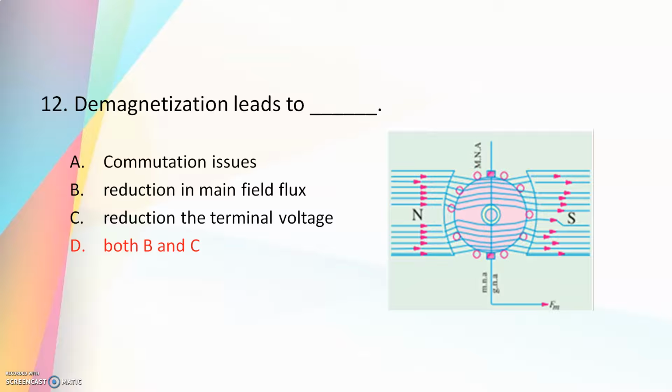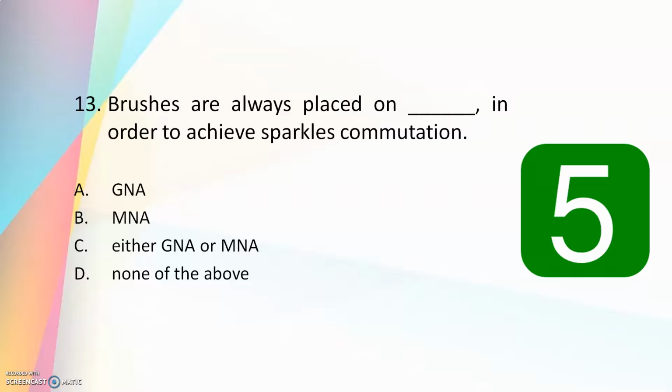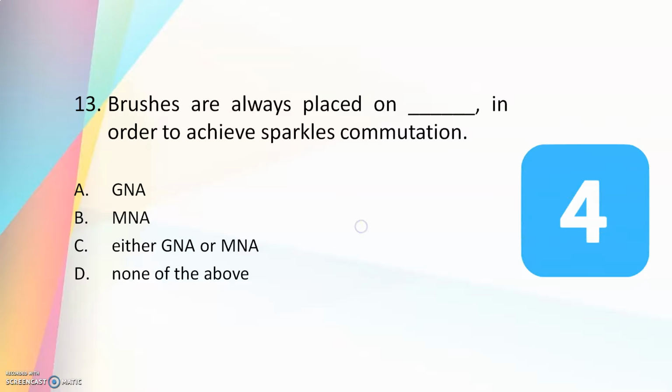Brushes are always placed on dash in order to achieve sparkless commutation. GNA, MNA, either GNA or MNA, none of the above. And here you go.